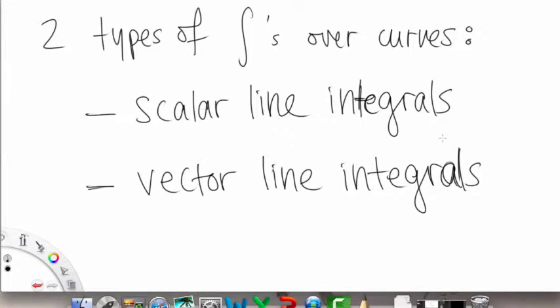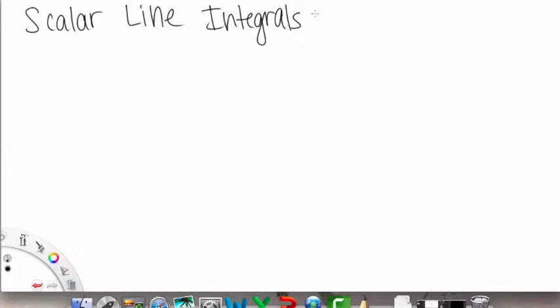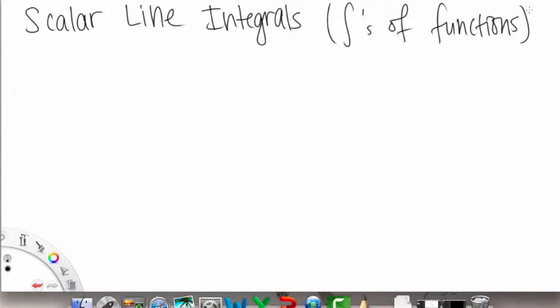So we're going to start with scalar line integrals. So what they are: scalar line integrals are integrals of functions, basically. All right, so let's say we have some curve, right? I'll just make it like a curve like that, okay? So we have some curve here, and basically there's some function that you're going to be given, and let's say it's a function of something. So given a function, right?